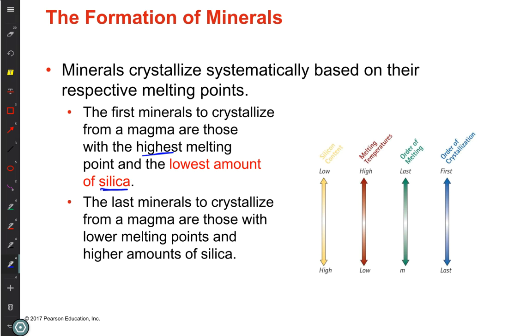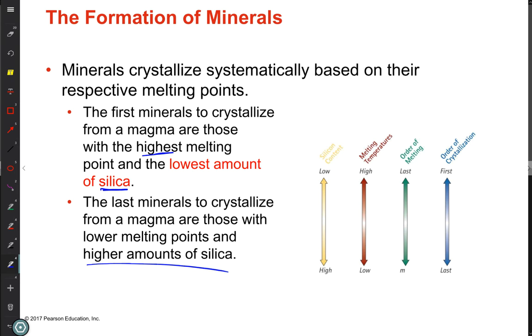So the actual chemical composition of the magma changes as it cools because you have the minerals taking out what goes into that mineral. Then you have the last things, or the things that have the highest amount of silica or the lowest melting temperature. What is silica again?